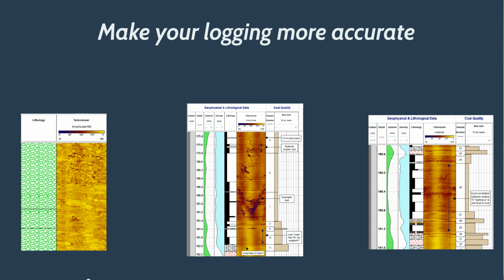Secondly, the amplitude image of a coal seam can reveal details that go way beyond what you can see with just your eyesight alone. So this means that even the least experienced geologist should be able to produce a reliable log if they have a televiewer image to refer to.